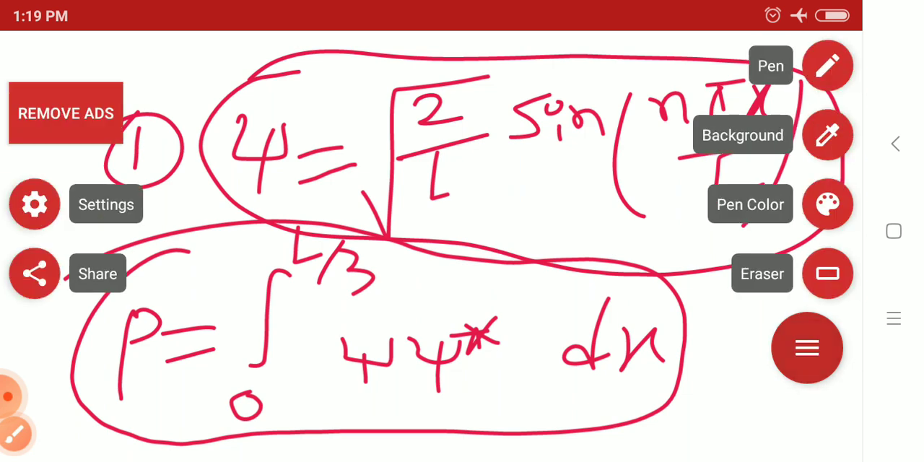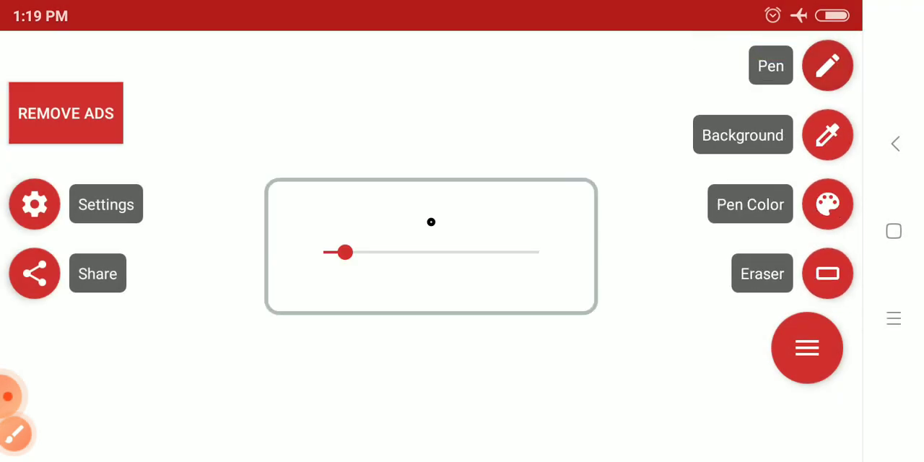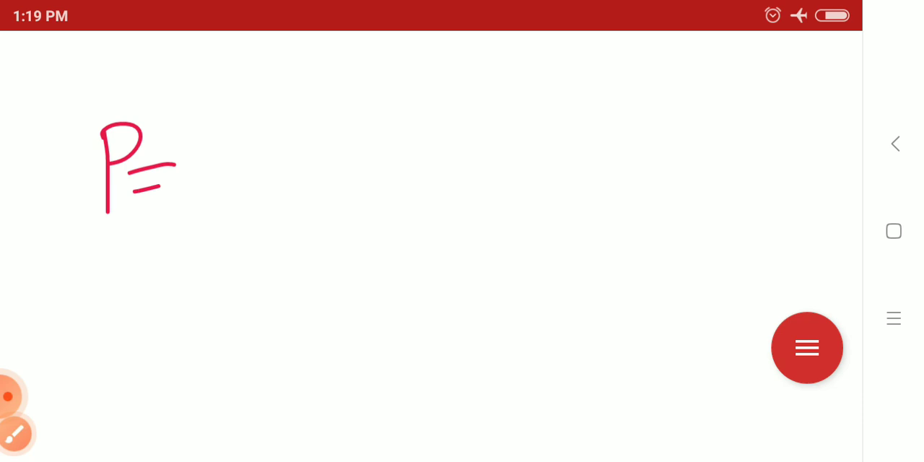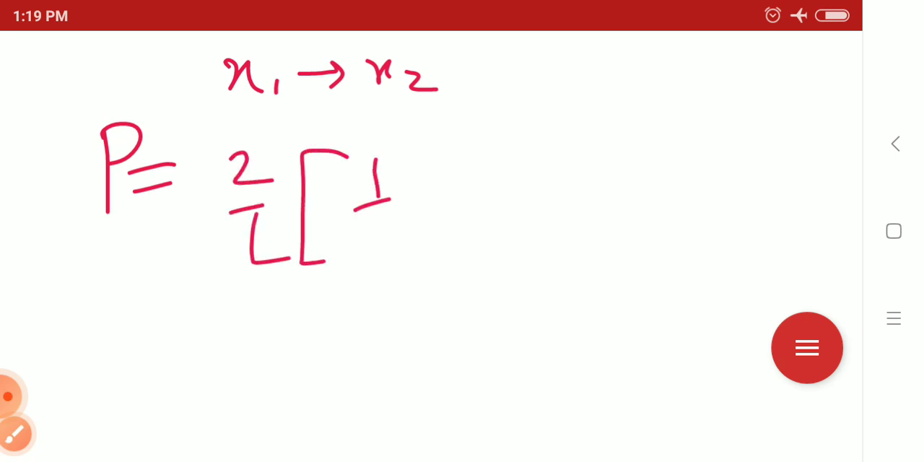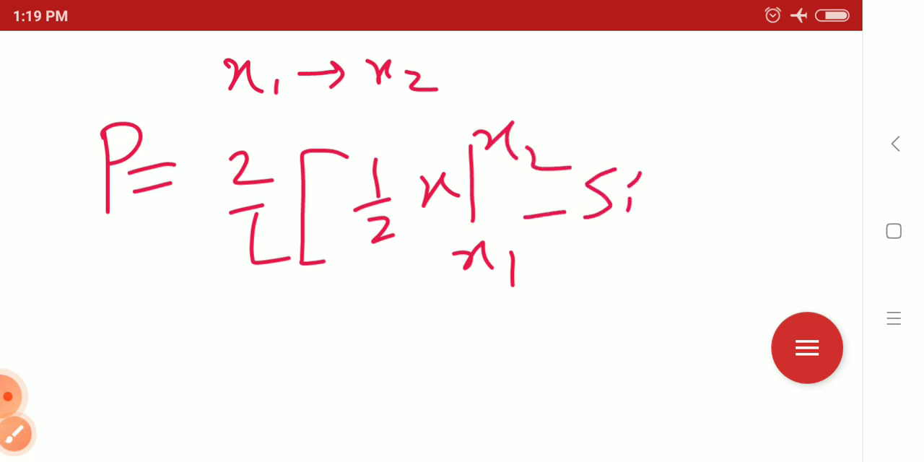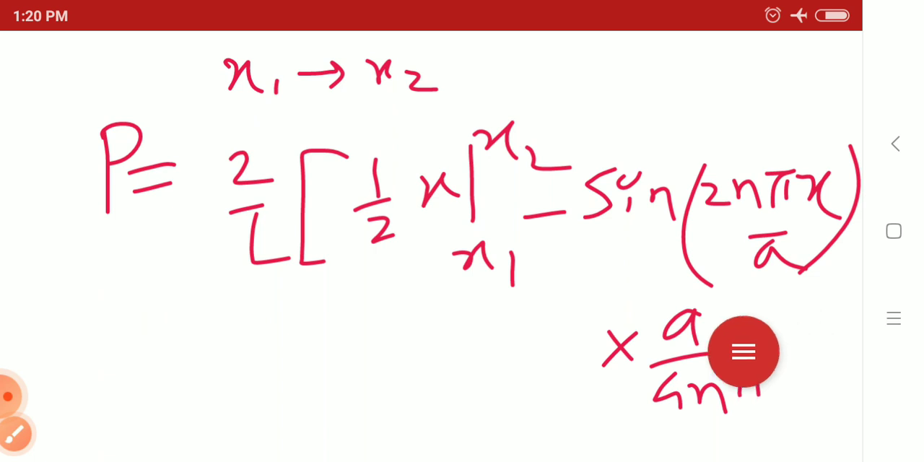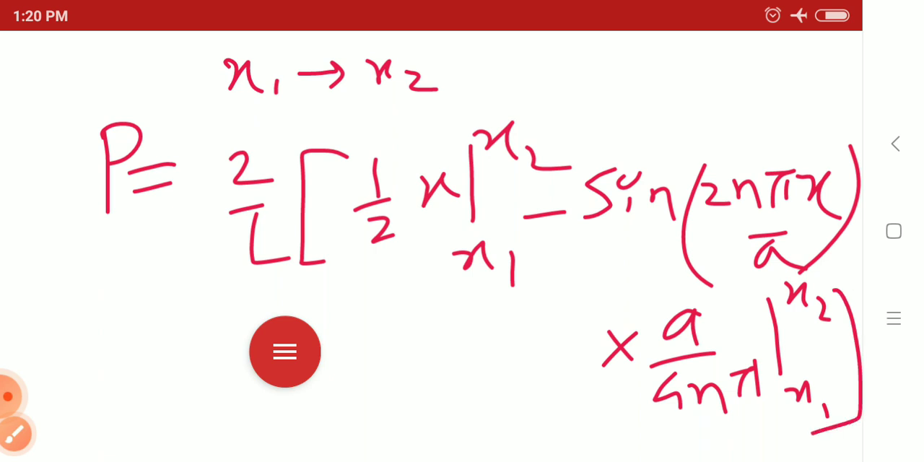And a short formula that you can remember for solving this type of problem: the probability within the range x1 to x2 should be 2 by L, half into x1 to x2, minus sine 2n pi x by a into a by 4 n pi, evaluated from x1 to x2. So this is a short formula.